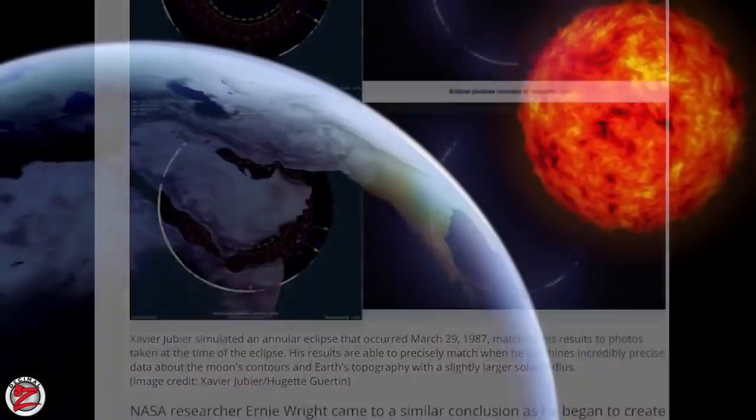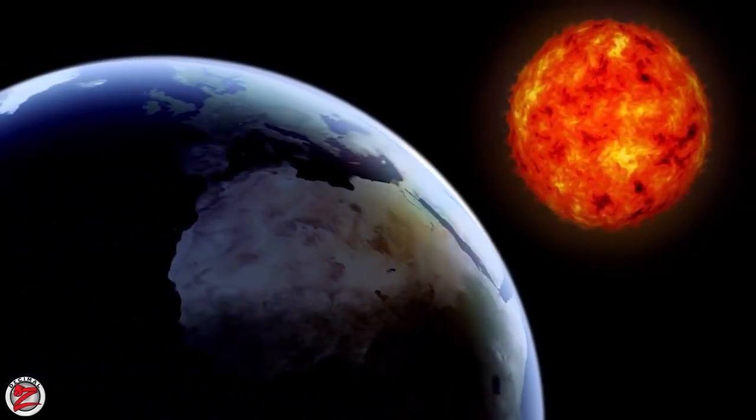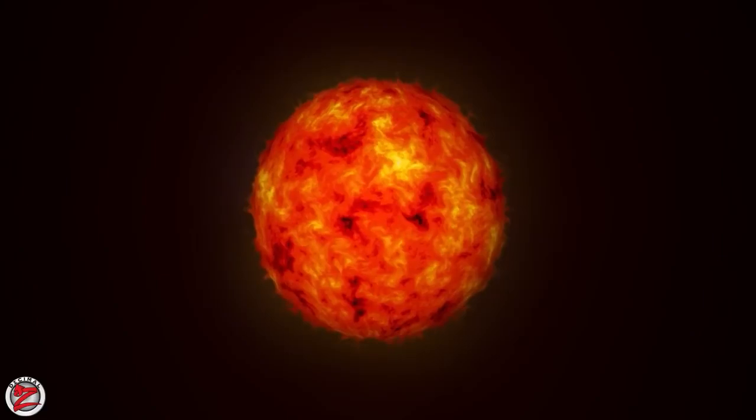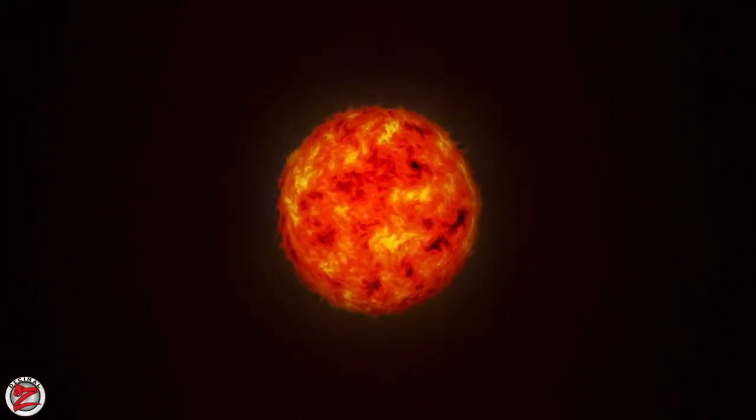This is very relevant because what they are clearly saying is that the size of the sun is a theory, and of course the distance to it is also a theory, but most people do not know about this.